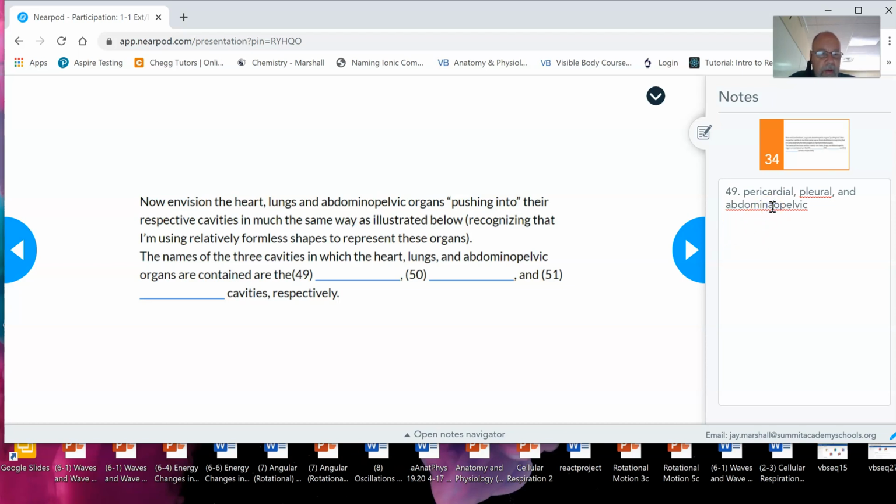Okay, so these are the three different cavities: the pericardial, the pleural, and the peritoneal cavities. Okay, go to the next slide.